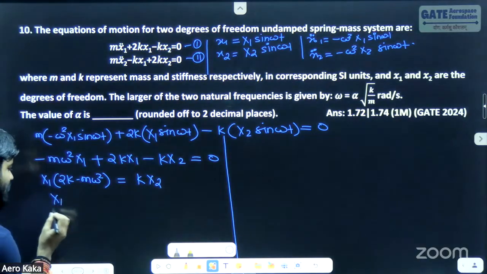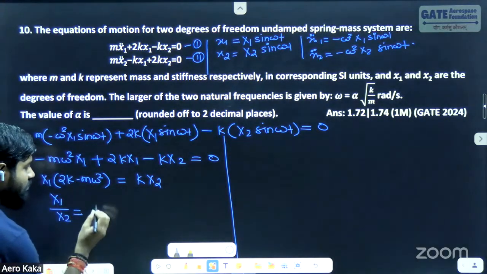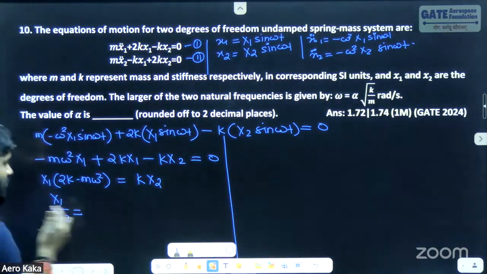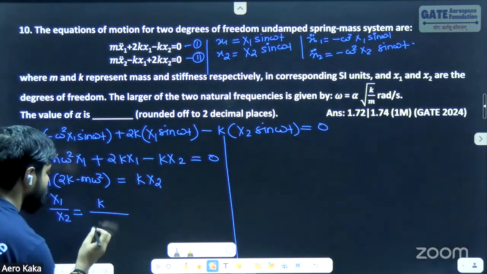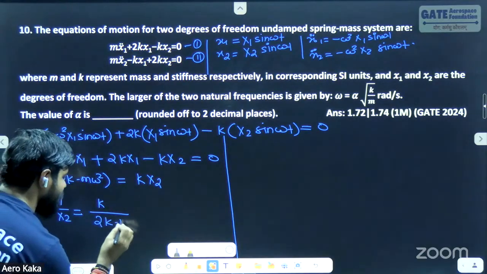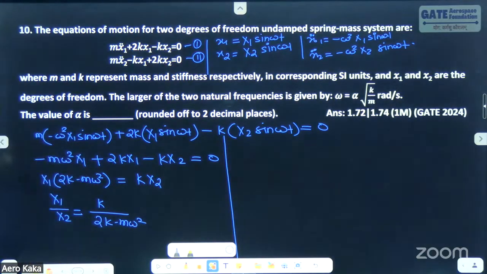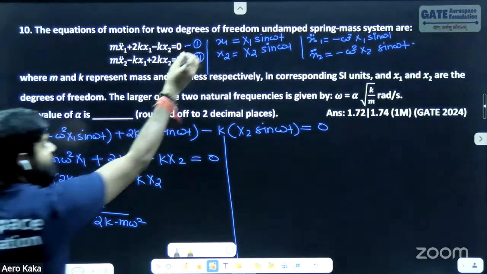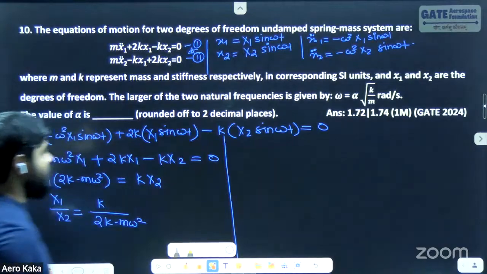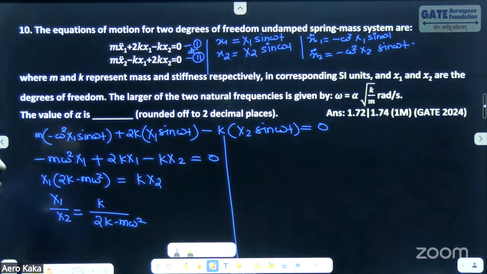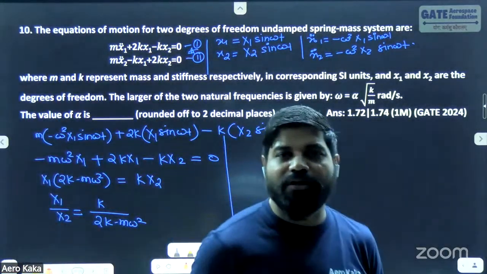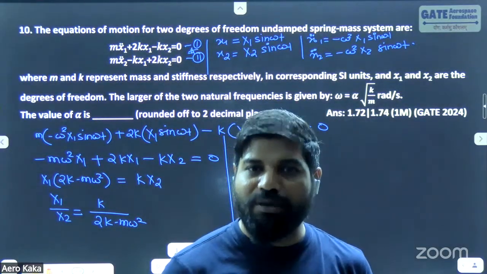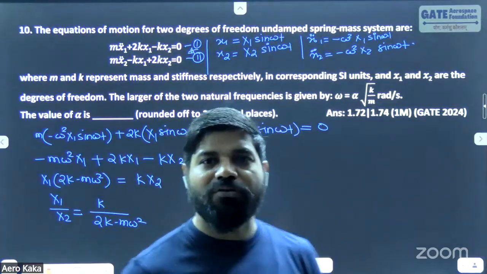What is this x1 upon x2 going to be? That's nothing but k. Why am I writing k? Because k is here. So it is going to be k divided by how much? 2k minus m omega square. Are you getting this one? So this is from equation number 1. Or even directly I can write x1 by x2 is equal to k2 divided by k1 plus k2 minus m1 omega square.